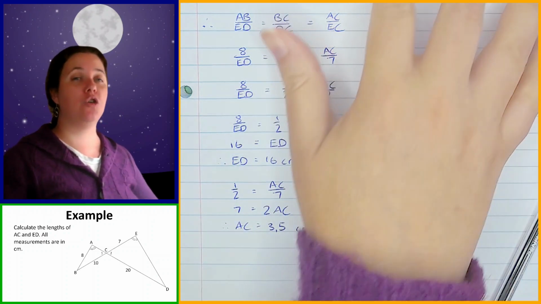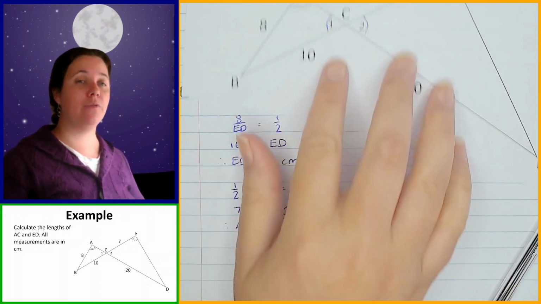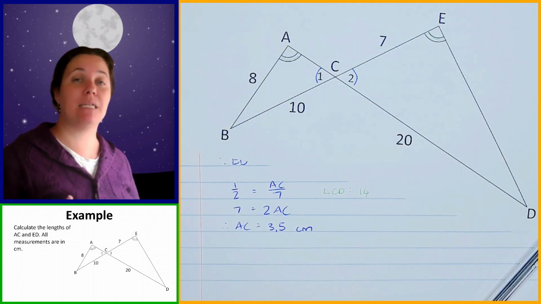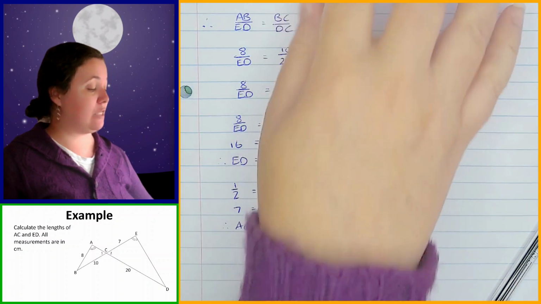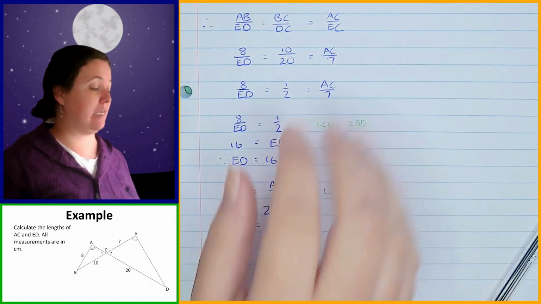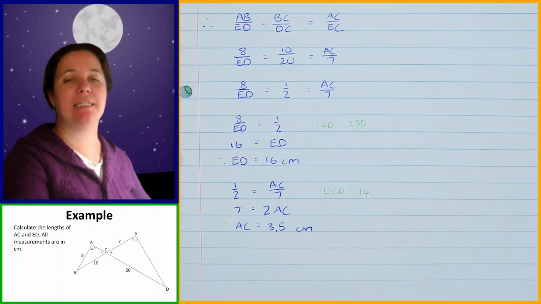So to do this question, first I prove that the two triangles are similar. Then because they're similar, I can say that the sides must be in proportion. And because the sides are in proportion, I can then work out the lengths of missing sides. Okay, let's go on to the next example.